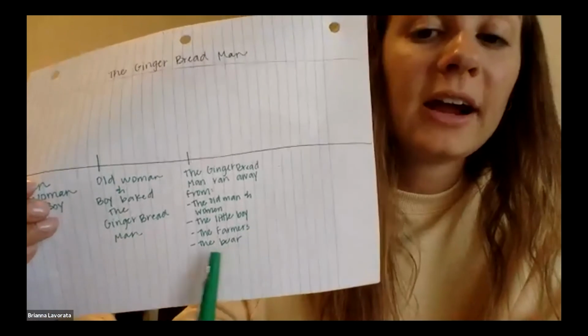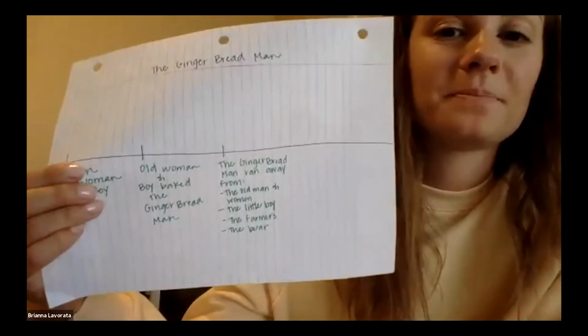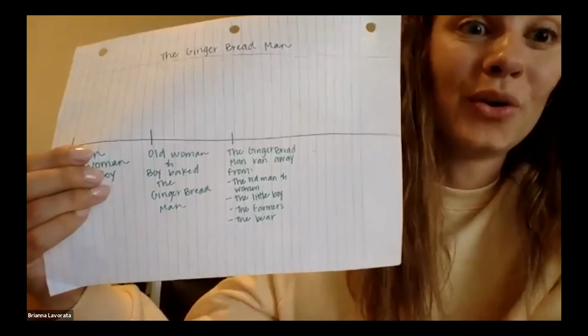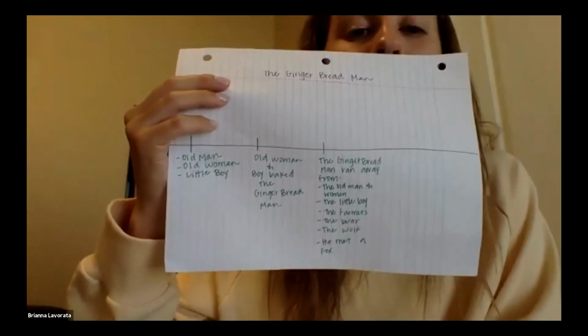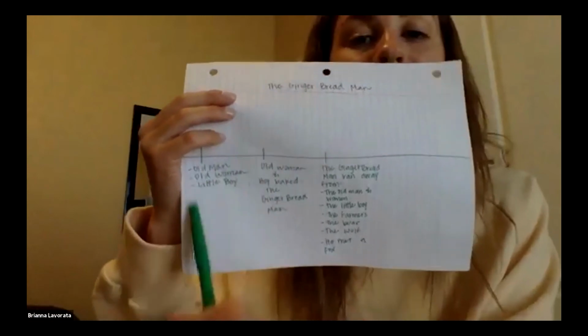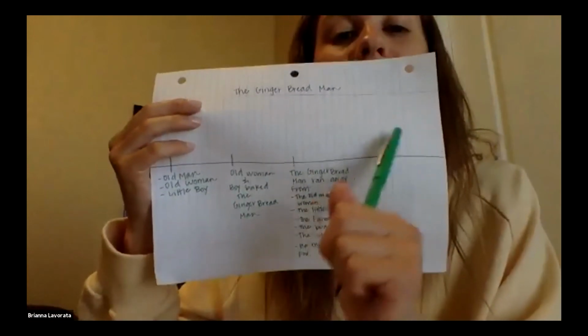Okay, so we have the farmers, the bear. Who else did he run away from? There was a wolf. So we can say the wolf. And we can say he met a fox. Okay, because that kind of happened in the middle of our story. He met a fox. So this is going to be our beginning of the story. This is the middle of our story.